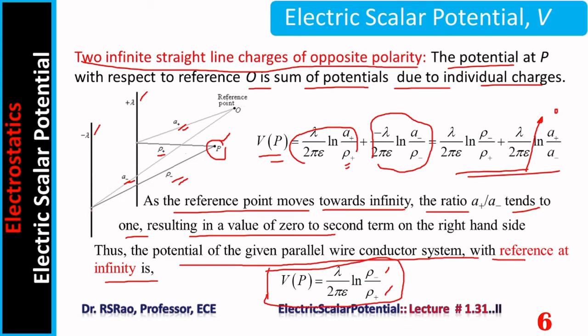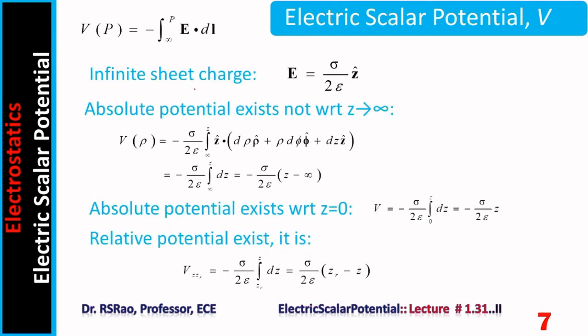Individual conductors may not have absolute potentials, but when we consider the line as a whole, line meaning two conductors, it has absolute potential. Next, we consider an infinite sheet charge. The expression for the field is E equals sigma by 2 epsilon z cap.